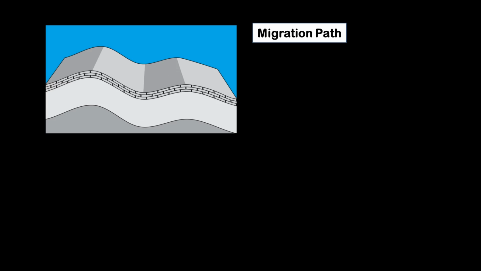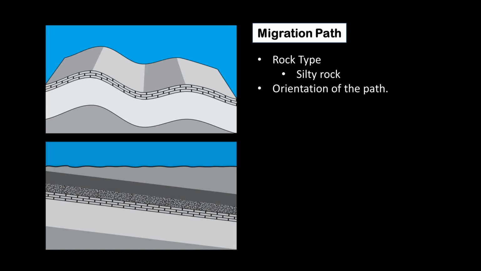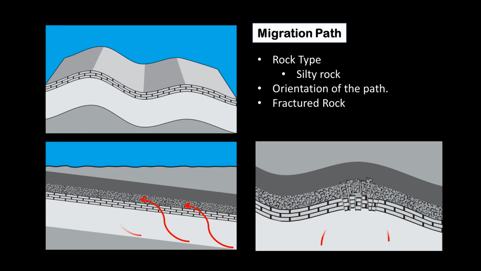Next is the migration path, which is necessary for hydrocarbons to move from the source rock to the reservoir. We'd like to know again the rock type, in this case a silty rock, the orientation path, which can help us know where hydrocarbons will accumulate. We want to know if the rock is fractured, which can be both a positive and a negative for a migration path. Finally, we also want to know past and current permeability of the rock. Again, most of these elements can be identified using geophysical techniques, except for one.